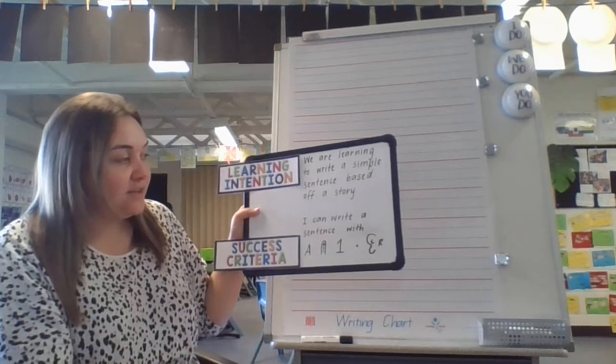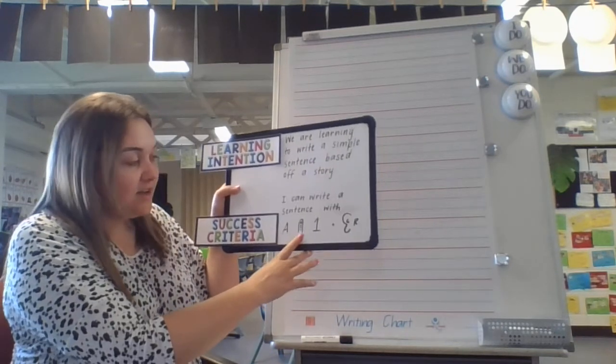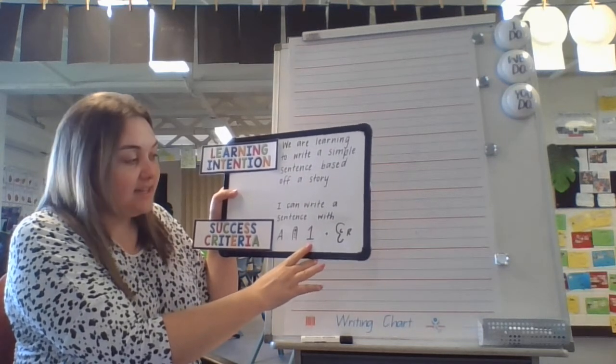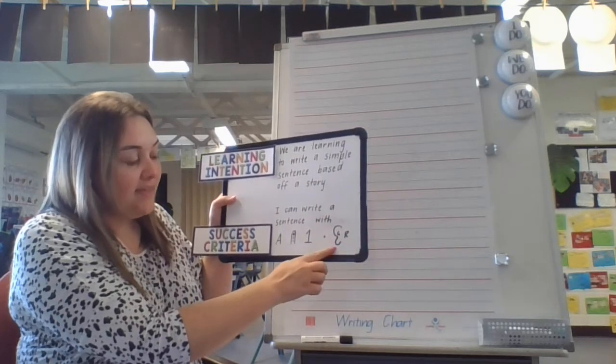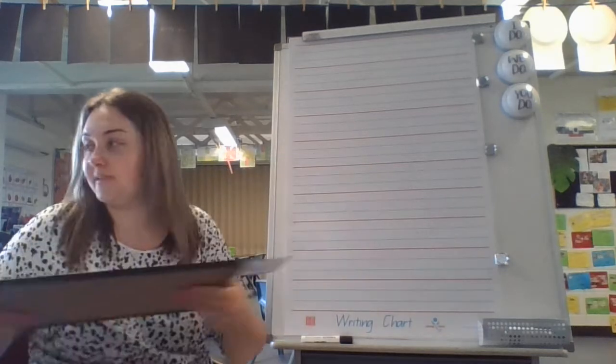You will be successful if you can write a simple sentence with a capital letter, your finger spaces, one sentence, one idea, your punctuation, which will be a full stop, and there's an ear, which means you reread to make sure it makes sense.